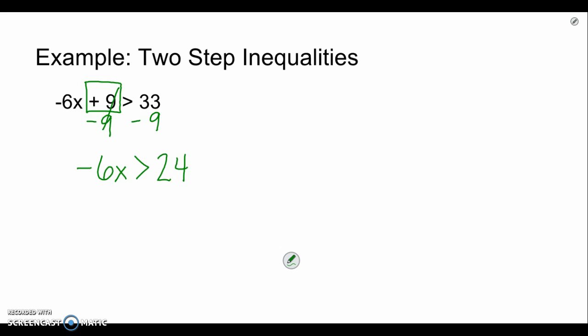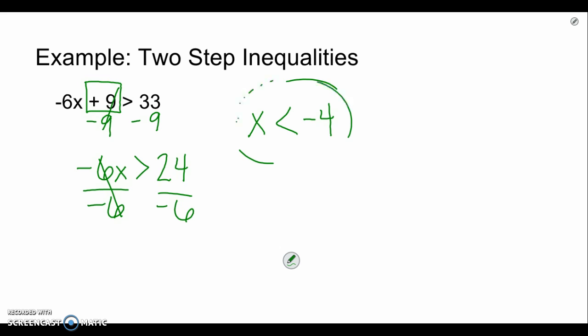The opposite of multiplying by negative 6 is to divide by negative 6. Now remember, when we multiply or divide by a negative number, we flip the sign. So now x will be less than 24 divided by negative 6 is negative 4. So x is less than negative 4.